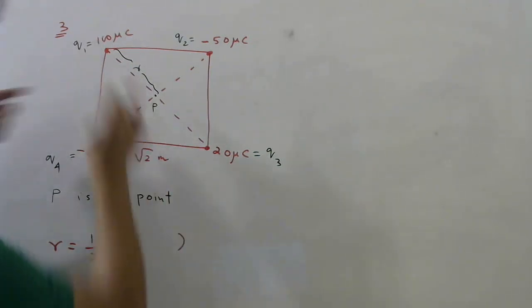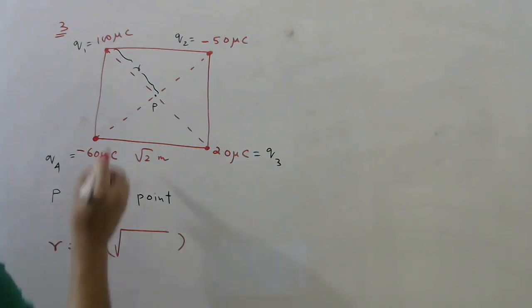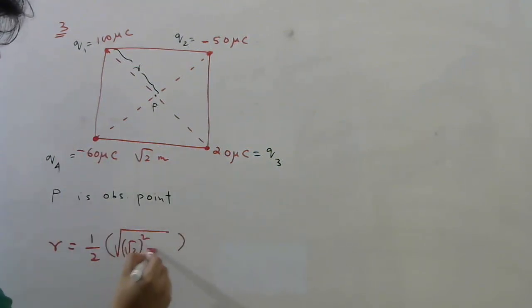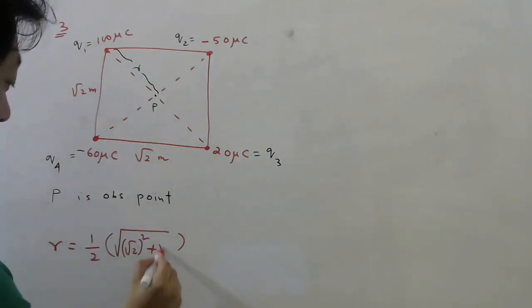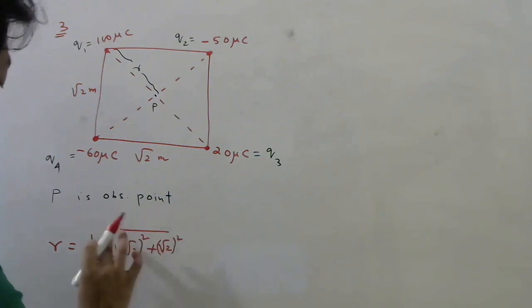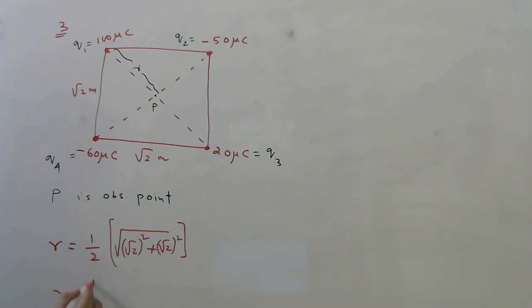Now how to find the diagonal distance? You can use the Pythagoras theorem. Root over this square, which is root 2 square, plus this square, there is also root 2 because it is a square, root 2 square. So R will be half of this. So R will be equal to 1 by 2.